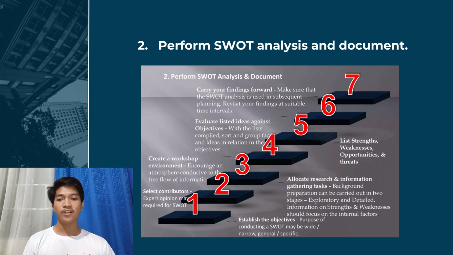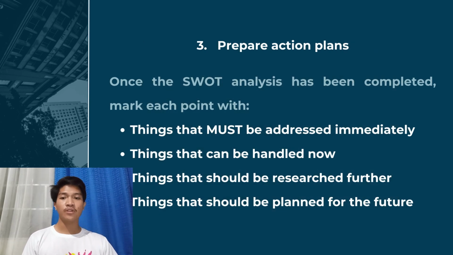And the third one is prepare action plans. Once the SWOT analysis has been completed, mark each point with things that must be addressed immediately. After a SWOT analysis, prioritize action plans by urgency. Address critical issues immediately to manage risks or seize time-sensitive opportunities. Second, things that can be handled now. Handle non-urgent matters soon to improve efficiency and prevent escalations.